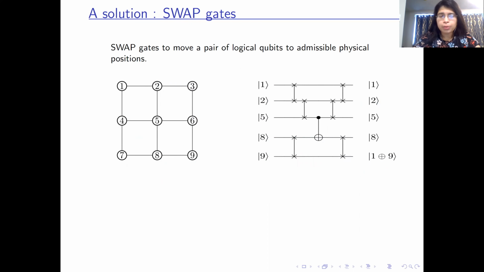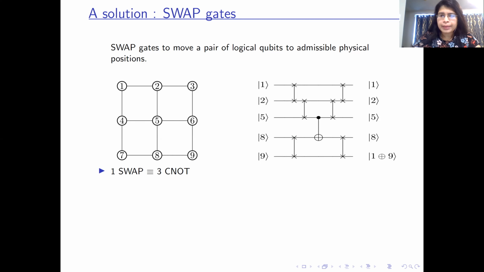One solution to this problem is to use swap gates, by which it is possible to move a pair of logical qubits to admissible physical positions. For example, suppose this is our connectivity graph and we want a CNOT operation between qubit 1 and 9. Assume that we have a trivial mapping, that each vertex, like the first vertex, is mapped to qubit 1 and so on. So here we do not have an edge between 1 and 9, but we do have a path. So we place swap gates along this path and then perform the CNOT operation. One such placement of swap gates has been shown in the circuit, which is to your right.